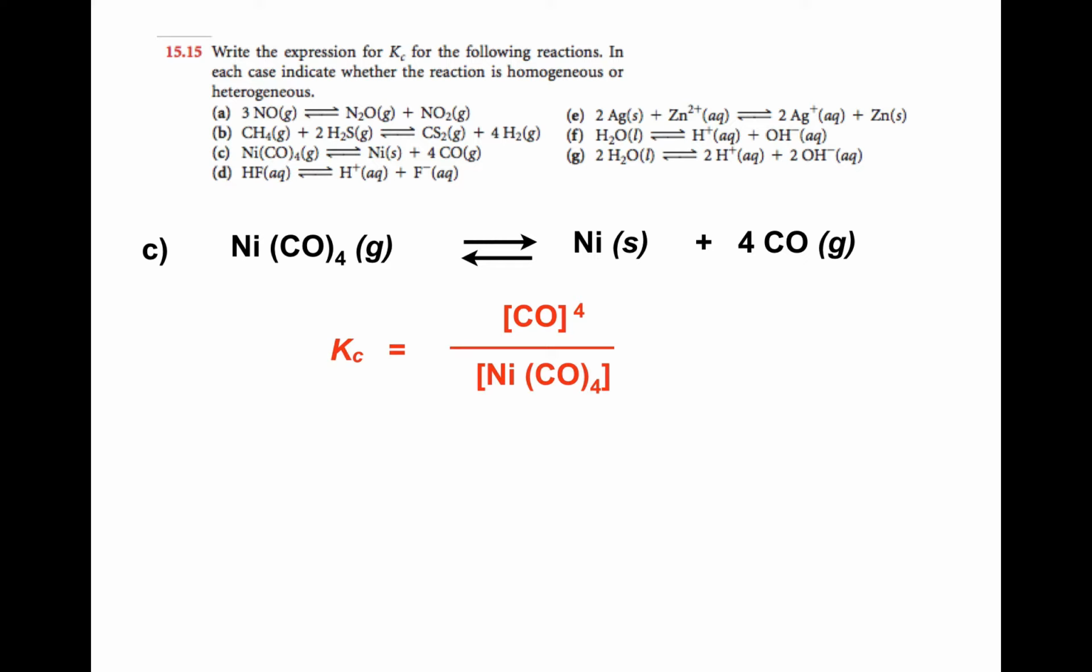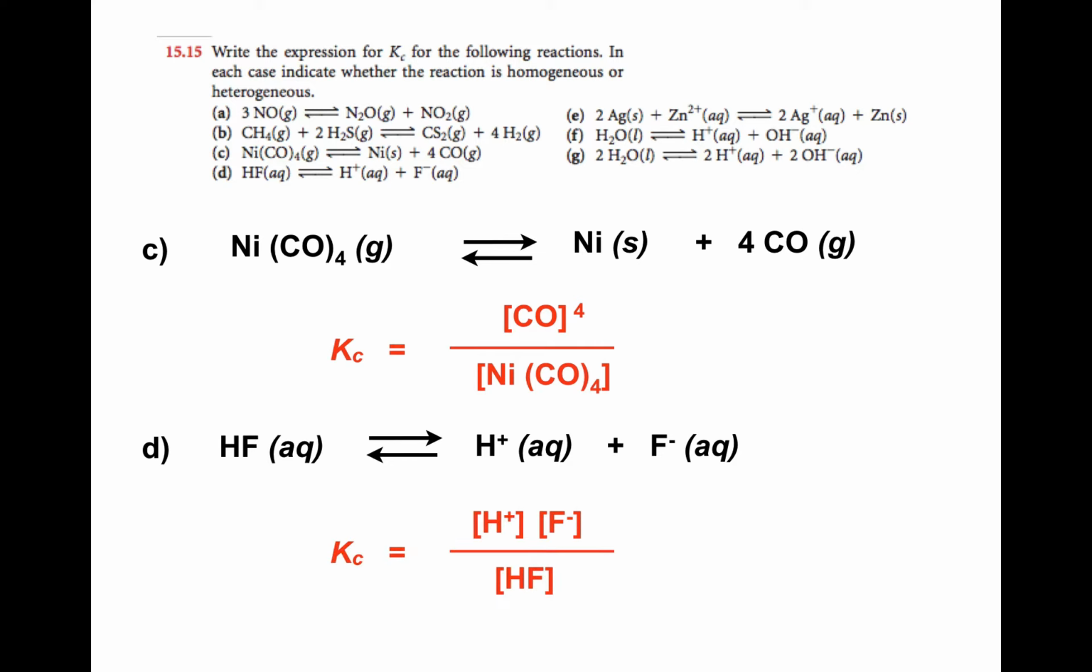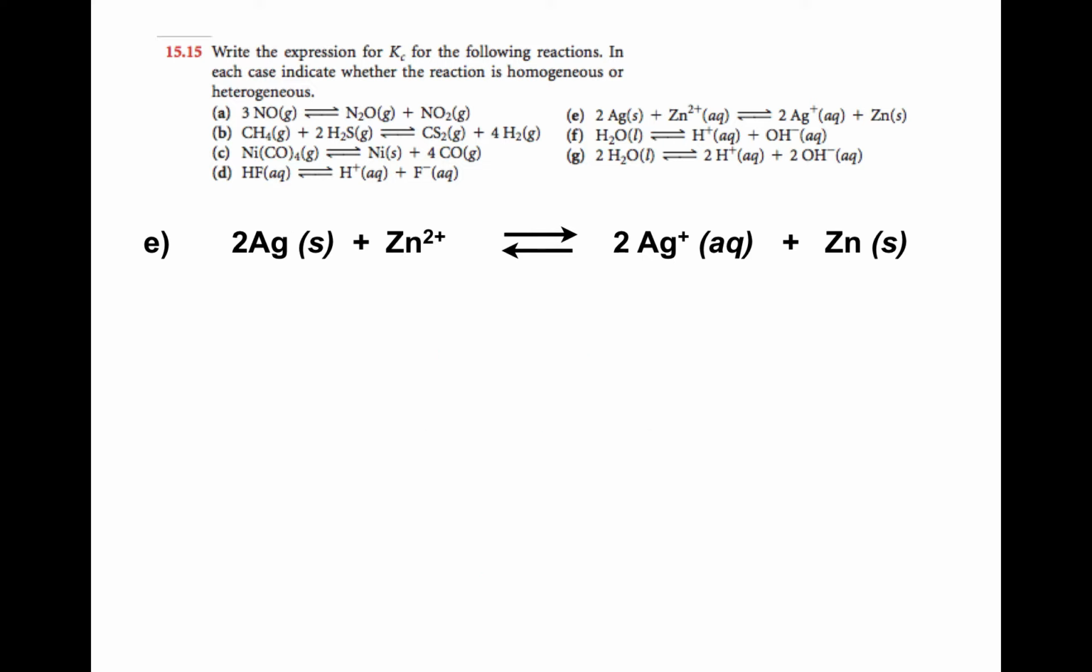D, back to homogeneous equilibria, right? Everything is in the aqueous phase, so everything appears in the equilibrium expression. If we're looking at E, we've got solid tin reacting with zinc in the aqueous phase, making silver in the aqueous phase, and zinc in the solid phase. So again, solids don't appear in the equilibrium expression. They have no effect on the position of equilibria. So it's all about the concentration of the reactants in the aqueous phase or the gas phase. Oh, I can see I left aqueous out of that zinc 2+. Aqueous phase appears in the equilibrium expression, not solids.